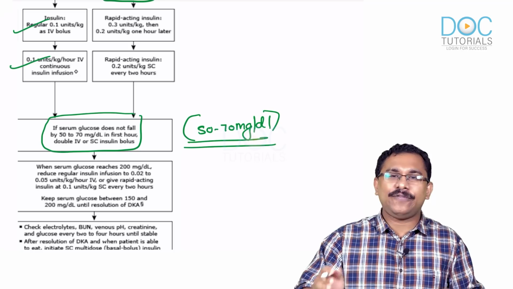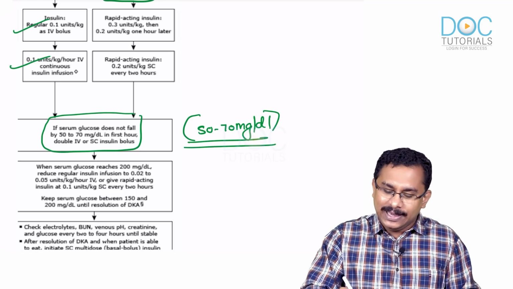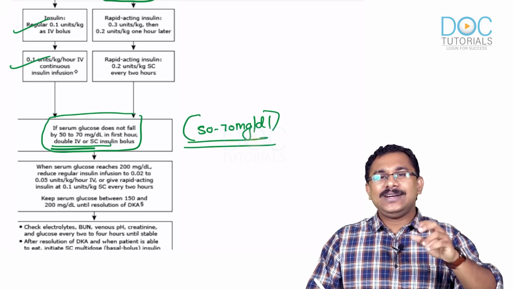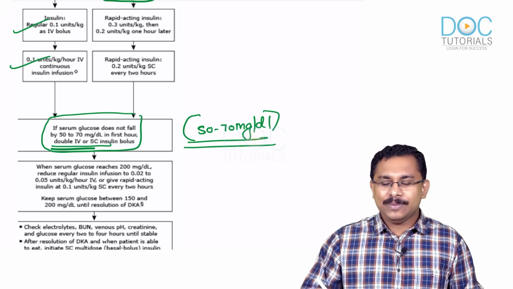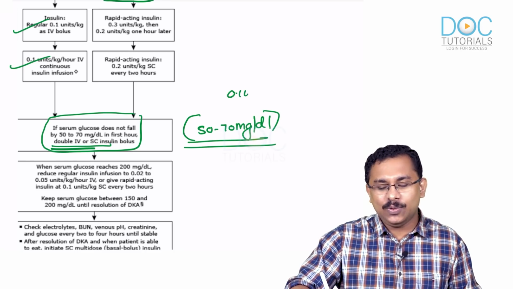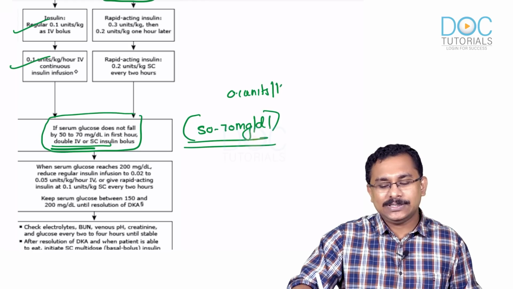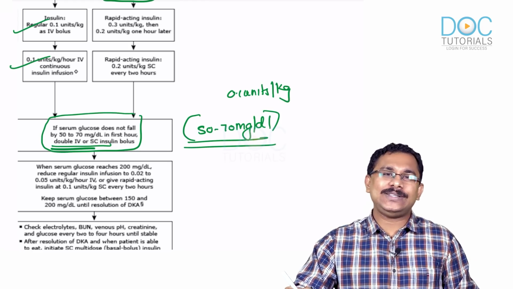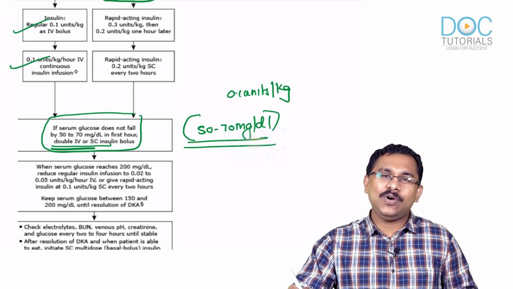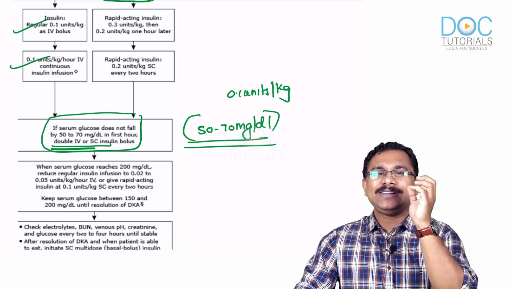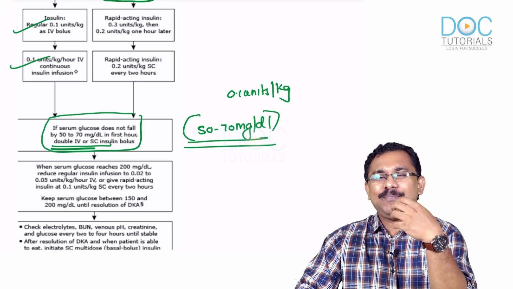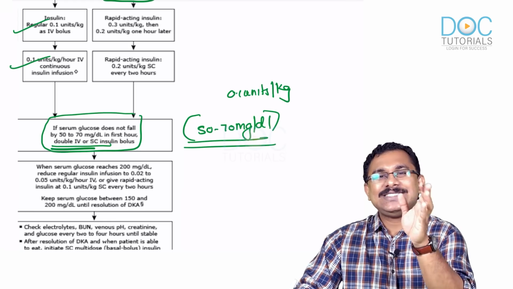Suppose it does not fall to the tune of 50 to 70. In that case, you give double the bolus dose, because initially you gave 0.1 units per kg as bolus. In that case, you give 0.2 units per kilogram. So double the bolus dose is given, because the response to therapy in patients with diabetic ketoacidosis is different for different individuals.